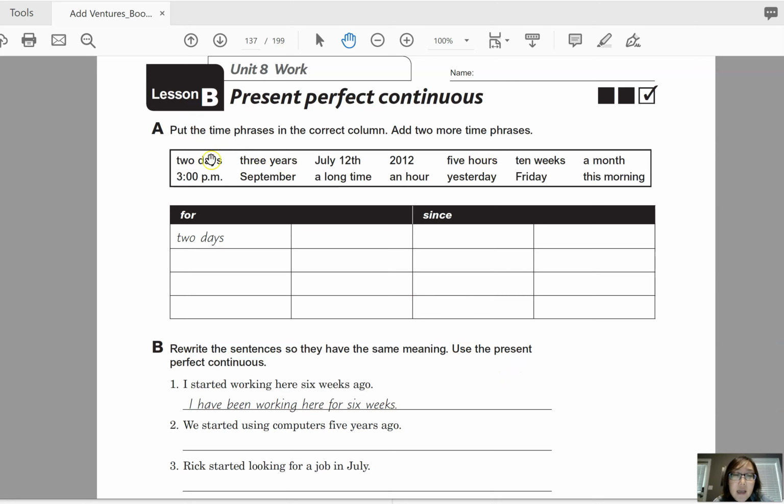Now, let's look at exercise A. Put the time phrases in the correct column. And then add 2 more time phrases. But you can do this second part on your own. But we're going to look at for and since. And if you remember, we use for with durations or time periods, and then since with specific times. So go ahead and take some time to add these phrases to the correct column. So you can pause the video and resume when you're finished.